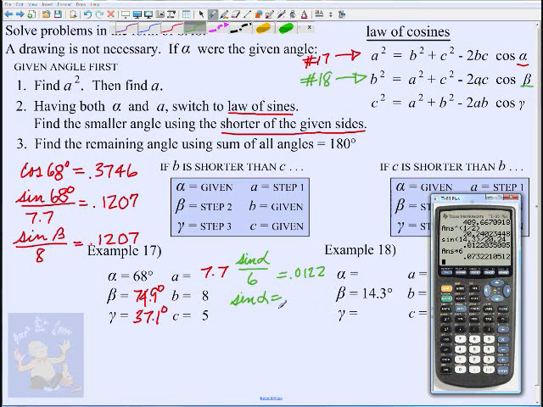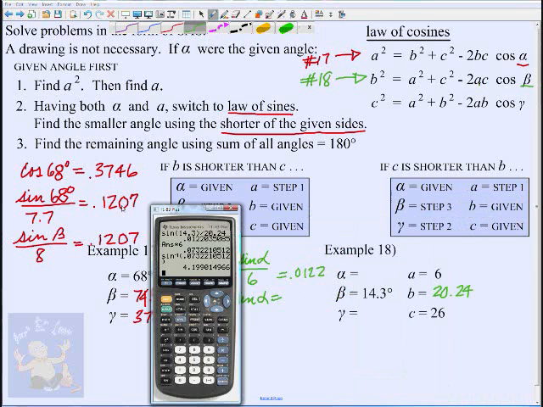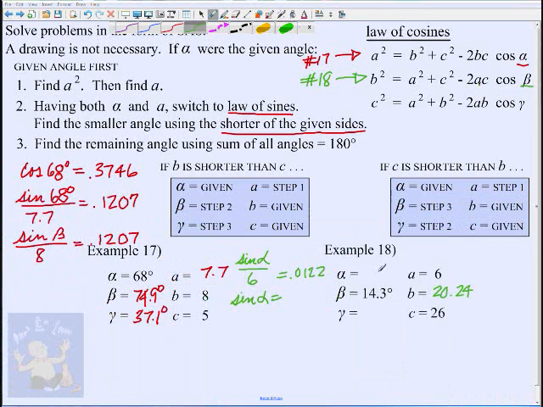I have the ratio, I want to find out what alpha is. I go to arc sine of that ratio, 0.07322, and I find that alpha is 4.2 degrees. Alpha is 4.2 degrees. So what does that tell me about gamma?